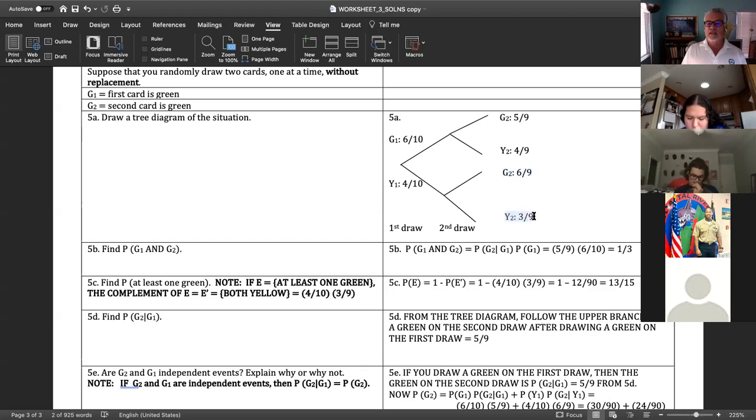But take a look at all of these probabilities out here, right? Notice that there is a 9 in the denominator there, because now you've reduced your deck from 10 cards to 9 cards because you didn't replace that first draw back into the deck. So your denominator changes.